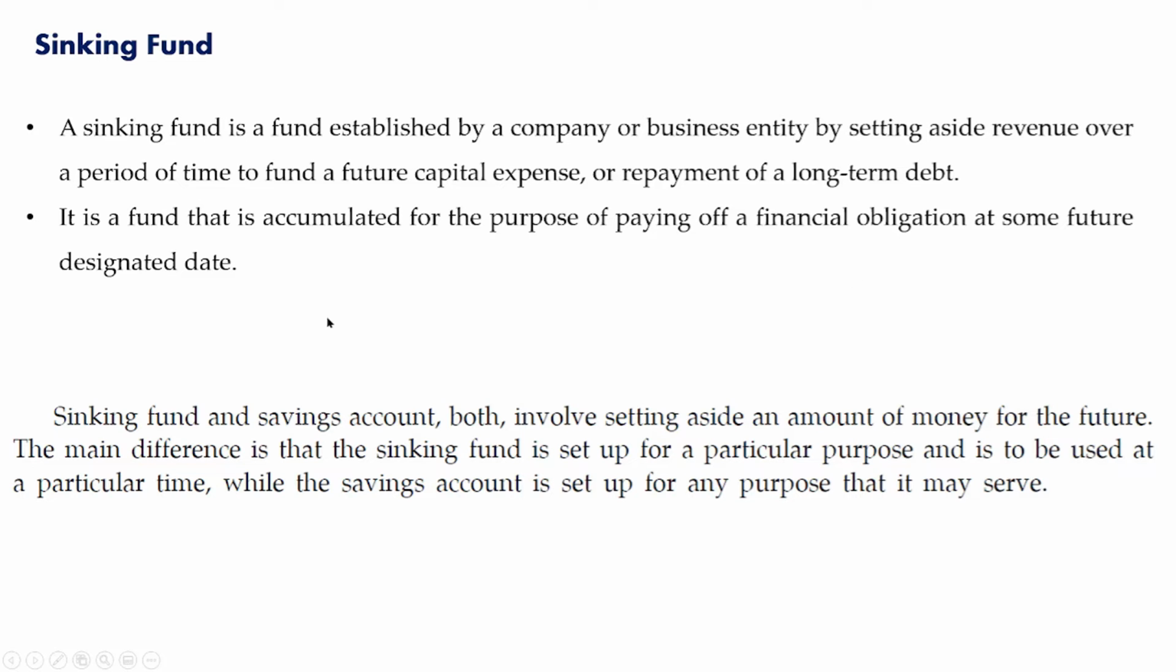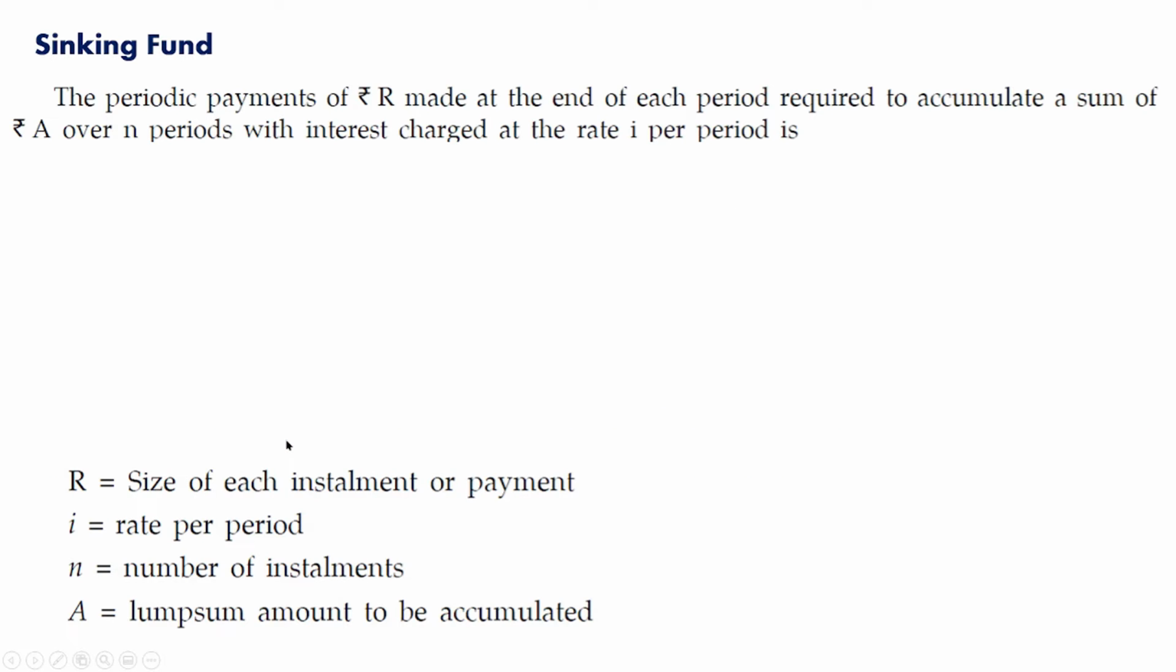And now it is a fund which is accumulated for the purpose of paying off a financial obligation at some future designated date. And now we have the difference between sinking fund and savings account. Here in both these, we have to set aside some amount of money for the future, but the main difference is the sinking fund is set up for some particular purpose, whereas in a savings account, the money which is available can be used for any purpose. That is the difference between sinking fund and savings account. Now we have the formula.